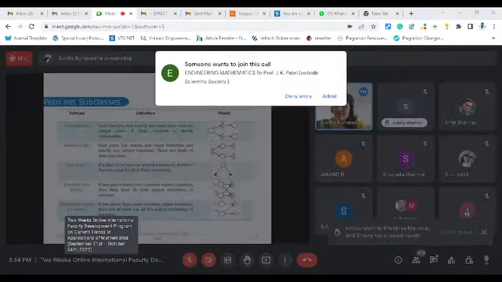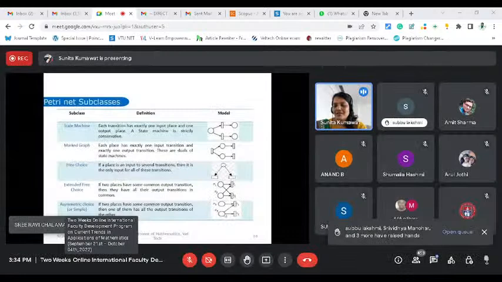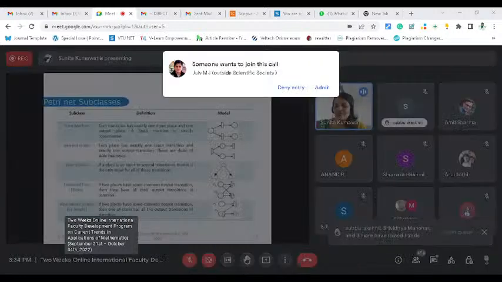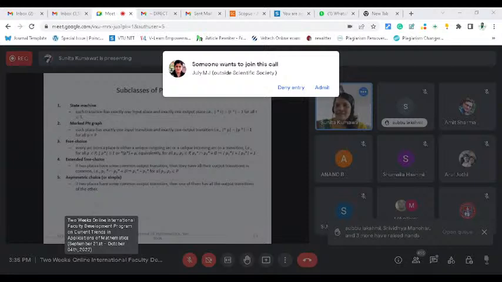And in a similar way, the asymmetric choice Petri net is also there. Sometimes in our system, for a particular task we require two input conditions, but for another task only one condition is required. So maybe sometimes resource sharing is also available, where a particular resource is shared among some different tasks or jobs. So these are some mathematical definitions.